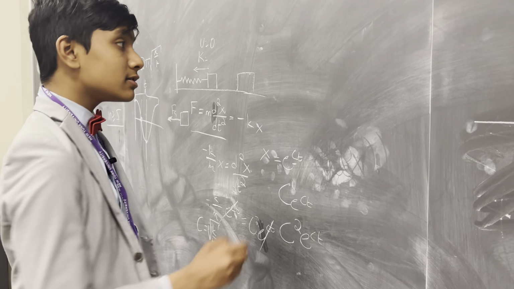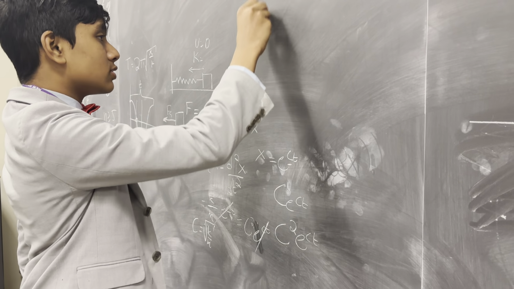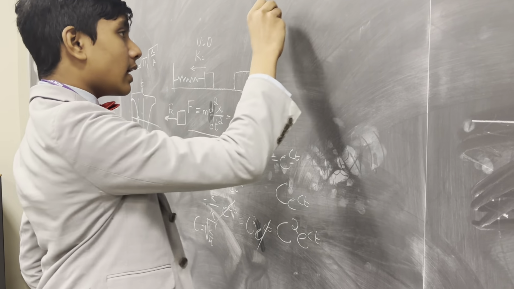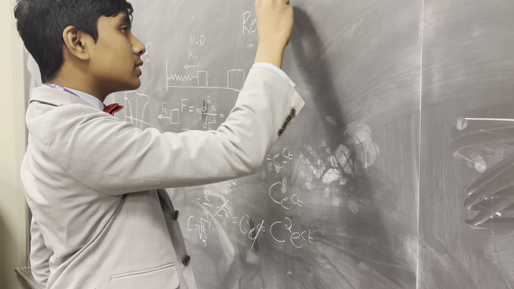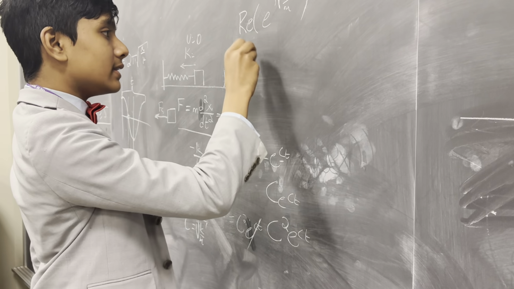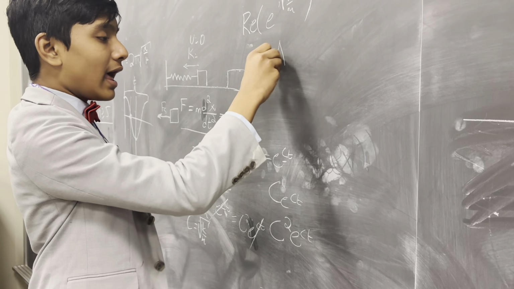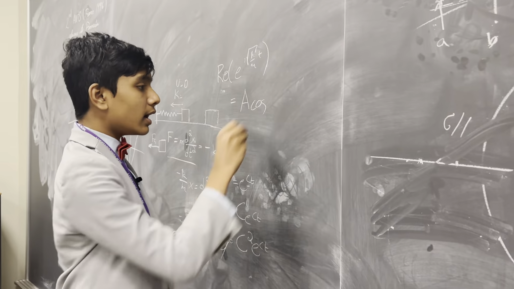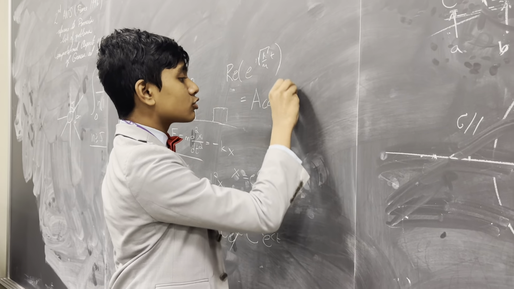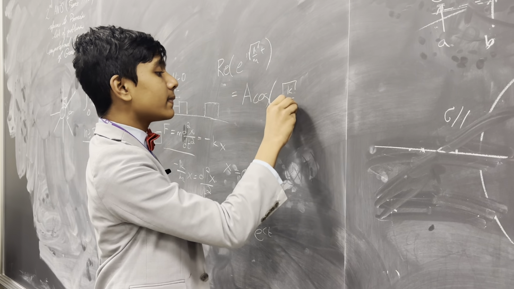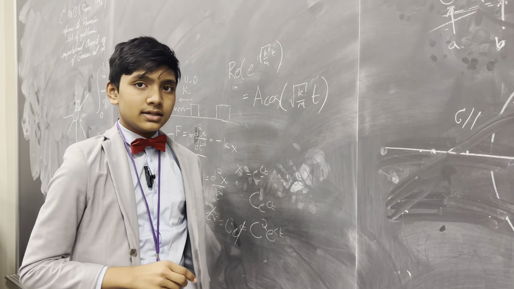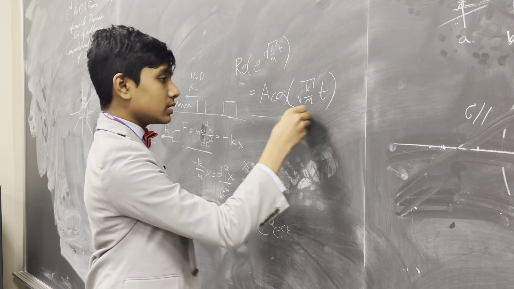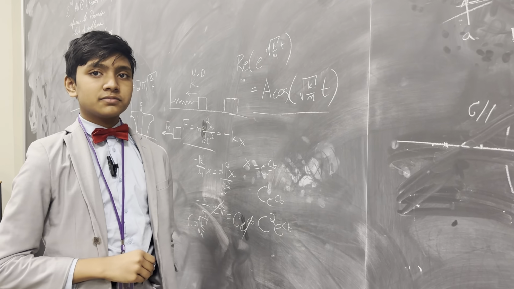So what does that mean? Well, our solution is the real part of e to the i root k over m t. And that's just equal to alpha, or the amplitude, A, multiplied by cosine of the square root of k over m times t. So this is our function of position.